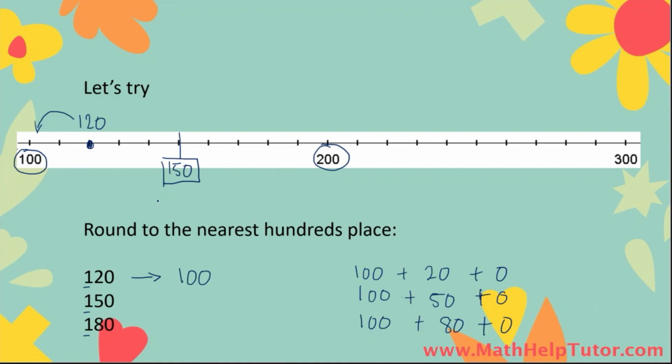Next, for 150. So since 150 is right at the center or is a value that is in between 100 and 200, then we can say that 150 is nearer to 200 as it is to 100. So the answer to rounding 150 to the nearest hundreds place is 200. And next is 180. So if this is 150, this should be 160, 170, 180. So since 180 is bigger than 150 or comes after 150 in the number line, then we know that 180 is nearer to 200 than it is to 100. So the answer to rounding 180 to the nearest hundreds place is 200.